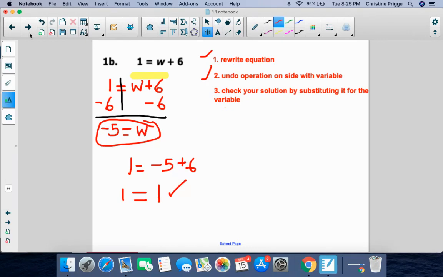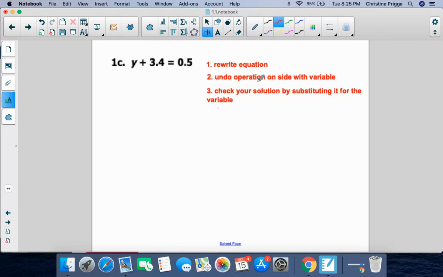Last example. Stop the video if you need to so you can write all this down. Okay, you don't need to rewrite this part. Those are the steps. You can if you'd like, but I need to rewrite the equation. So right underneath it, I'm going to rewrite y plus 3.4, or 3 and 4/10. That's the way you actually say that number. 3.4 is usually the shortcut, but it is really 3 and 4/10, equals 5/10, 0.5.